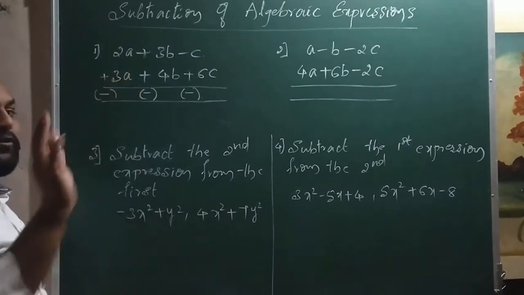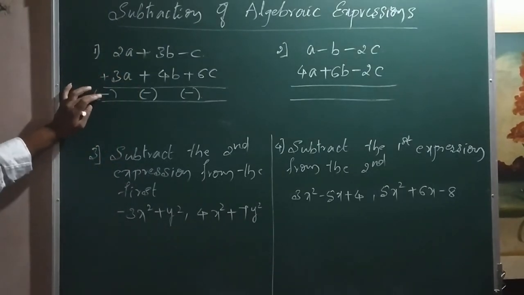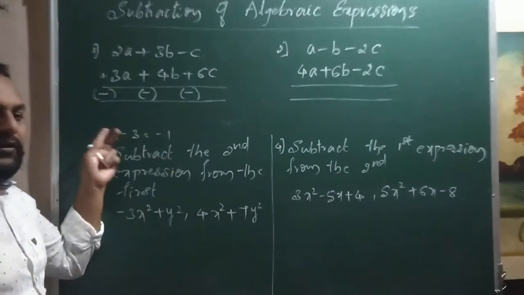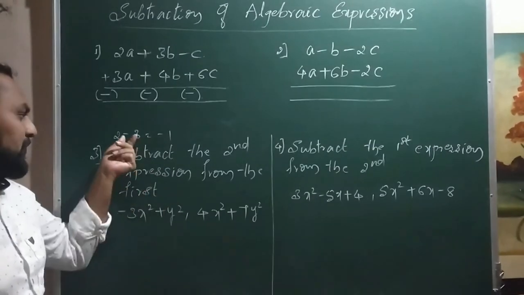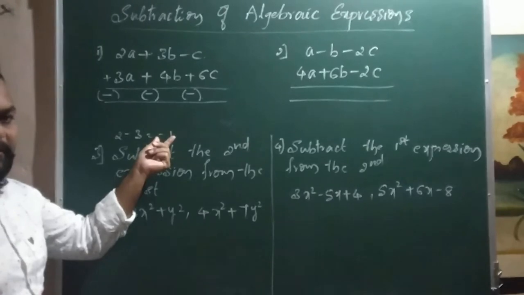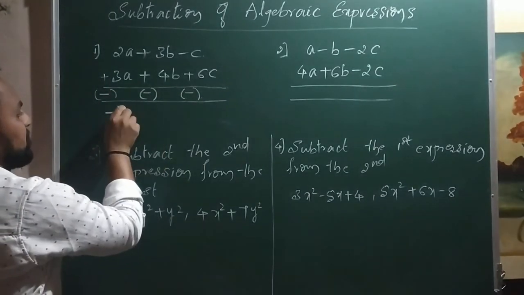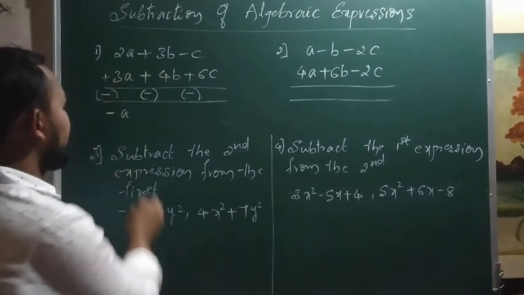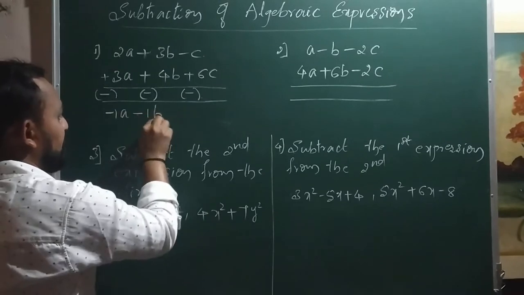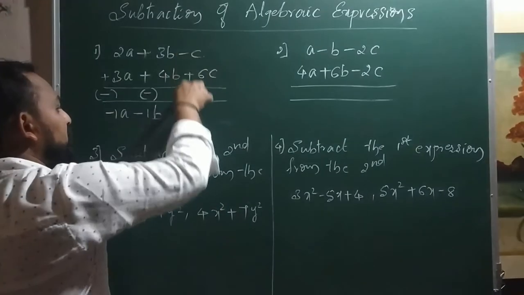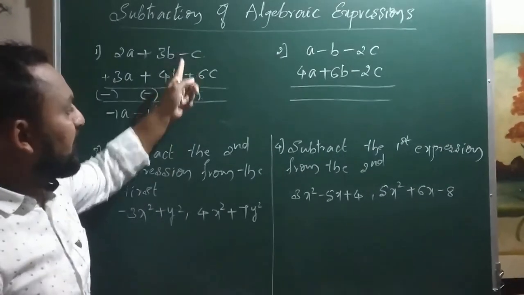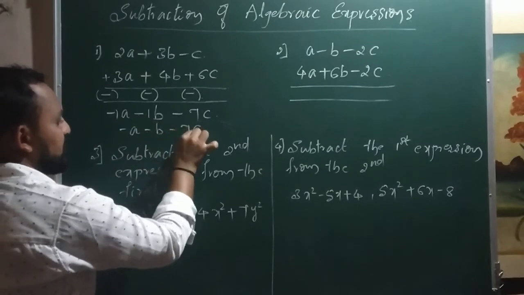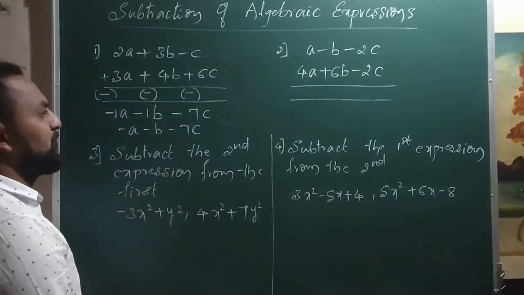Here 2a minus 3a, not positive 3a, minus 3a. 2 minus 3 is minus 1. The sum of a negative and a positive is negative or positive depending upon the sign of the bigger value; the bigger value is negative, so the answer will be negative: minus a. Positive 3 and negative 4 is minus b. Both are negative: minus c and minus 6c is minus 7c. The answer is minus a minus b minus 7c. This is a subtraction of algebraic expressions.